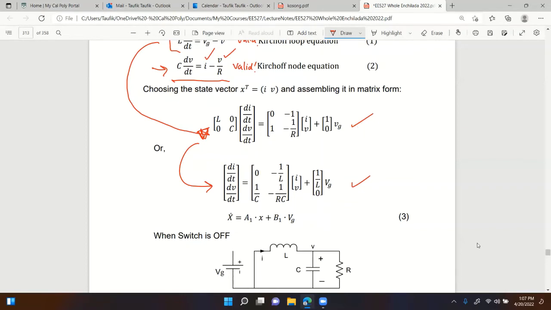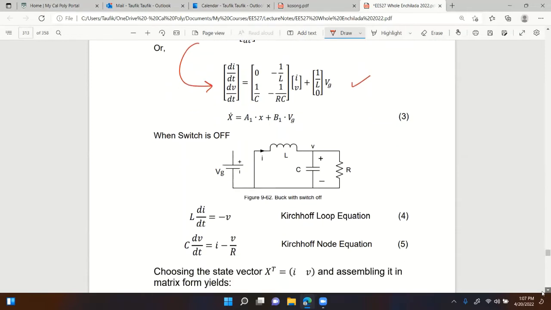Let's do the second one. When the switch is off, what we do here is disconnect the input. You can see the input is disconnected from the circuit. So the circuit now changes to a new circuit, with no forcing function, no independent source right there. And you can see we still have two state variables.